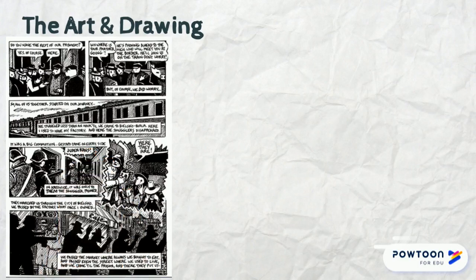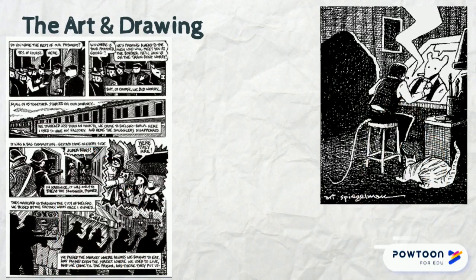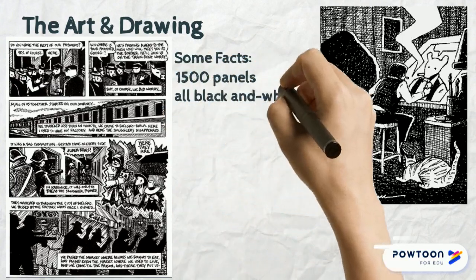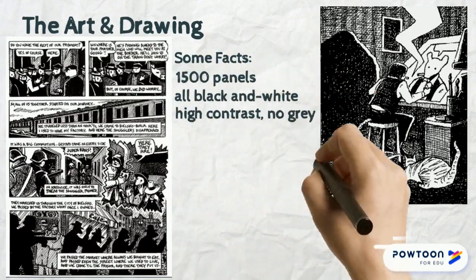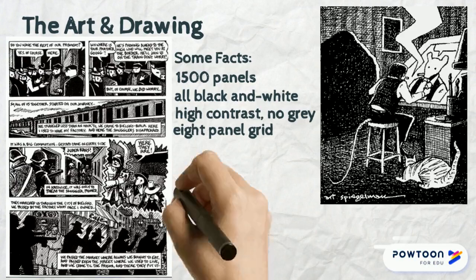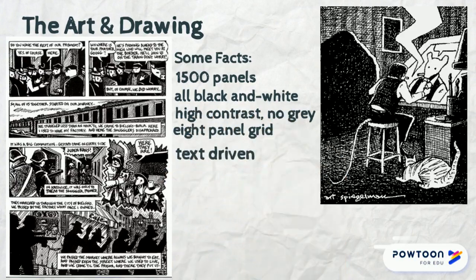Let's make a cut here with Art Spiegelman and go to the art and drawing of Mouse. On the left we have a part of the comic book. On the right we have a self-portrait of the artist. On some facts we want to check if Mouse is a comic in the sense that we defined it in class. First off, there are 1,500 panels. All are black and white with high contrast and little to no gray. Art himself says that he usually uses an 8-panel grid he violates constantly, and that his stories are text-driven, even though they are comics.